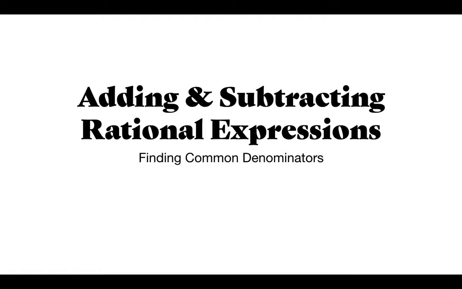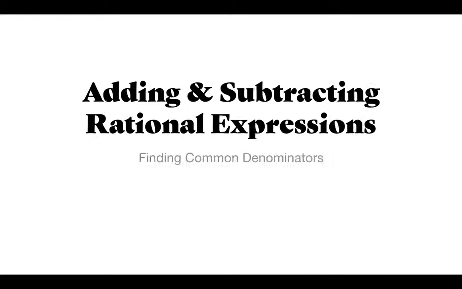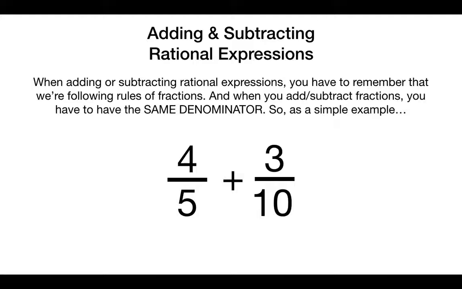So today we're going to talk about adding and subtracting rational expressions, which means finding common denominators. When adding or subtracting rational expressions, you have to remember that we're following the rules of fractions. When you add or subtract fractions, you have to have the same denominator. You have to have the same one. So for a simple example, 4/5 plus 3/10.